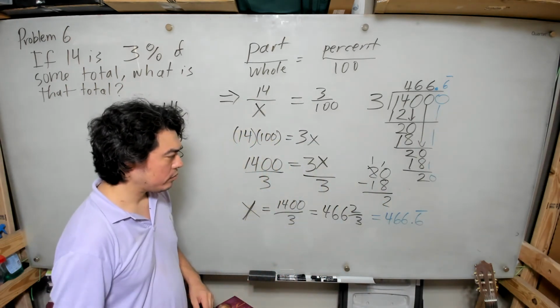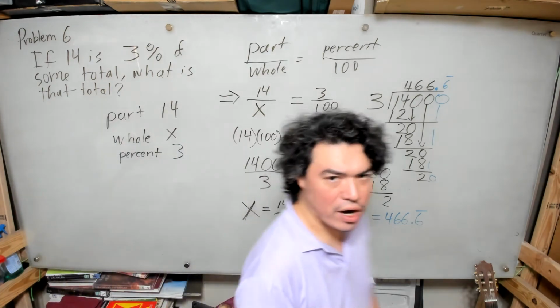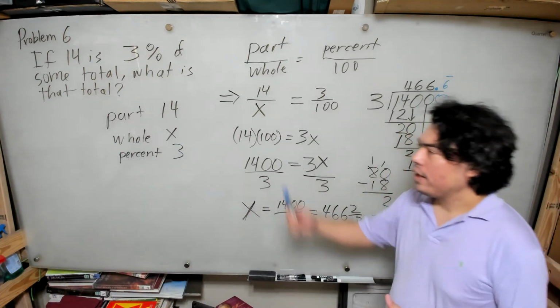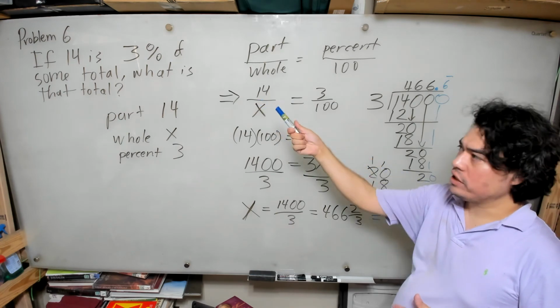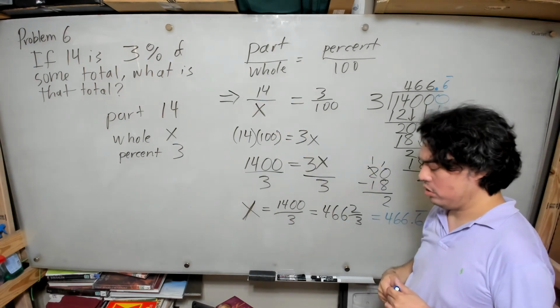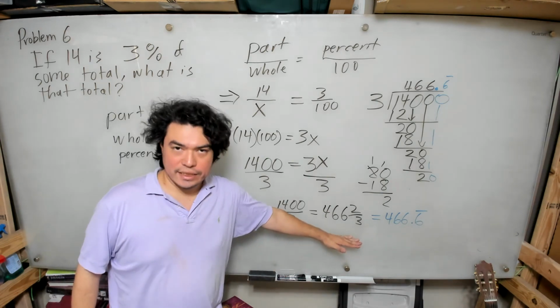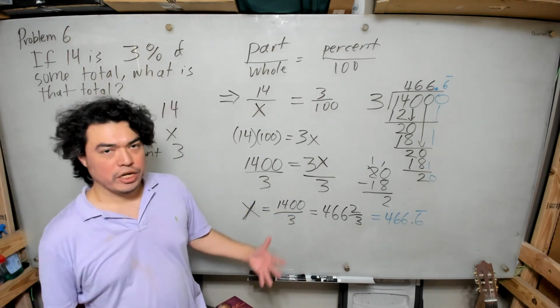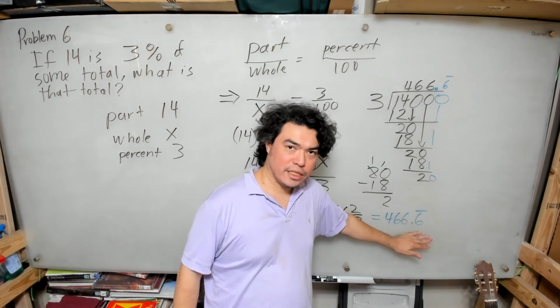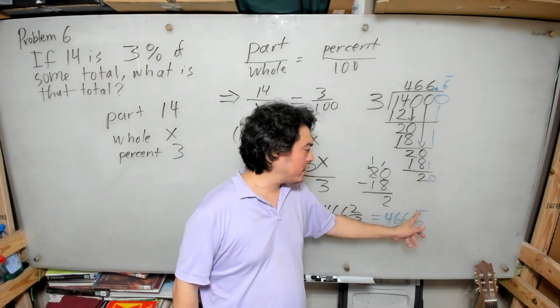Okay. So now we're prepared to answer our question. If 14 is 3% of some total, what is that total? Well, that total is 466 and 2/3, or alternatively, 466.6 with the little bar on top of the 6.